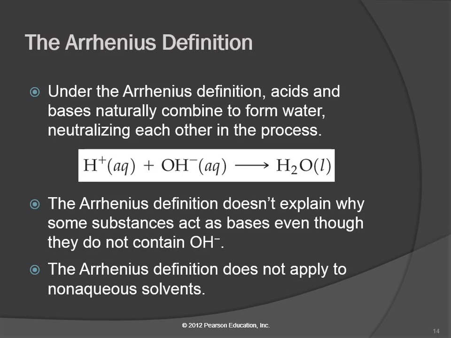But there are substances like ammonia that do produce hydroxide ions in solution, even though they don't have hydroxide in their formula. And so the Arrhenius definition doesn't work for that. It also doesn't work for non-aqueous solvents, which we don't need to worry about too much in this class. But in organic chemistry, they use a lot of non-aqueous solvents, and the Arrhenius definition just doesn't help at all. And so that's why other definitions were needed.